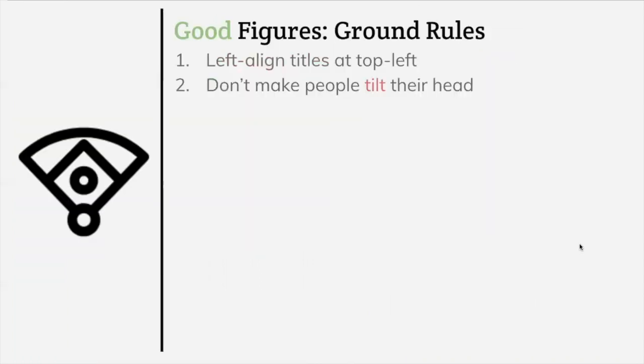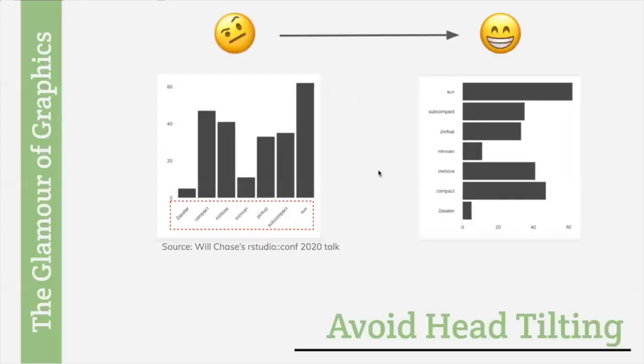The second is don't make people tilt their head. Often defaults in Python programming packages break this rule, and it's up to you to change a default parameter so that people don't have to tilt their head. For example, if I'm trying to read this chart at the left, I have to tilt my head to the left a little bit to see the labels. To resolve this, you can switch the coordinates, put what was previously your x-axis on the y, and what was previously your y on the x, and now our heads don't have to tilt to read these labels.